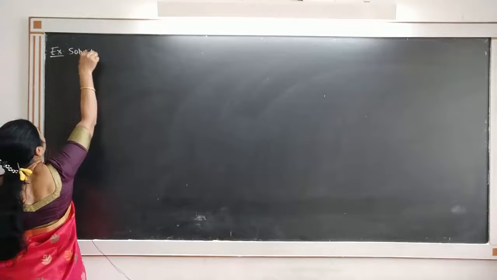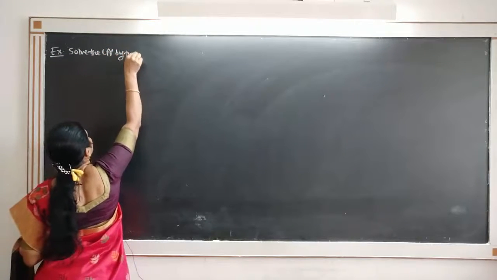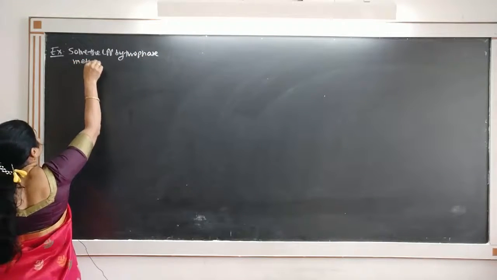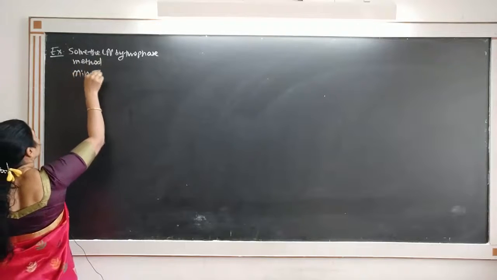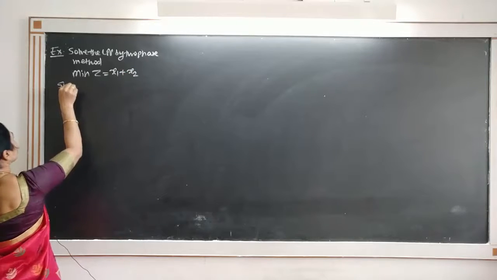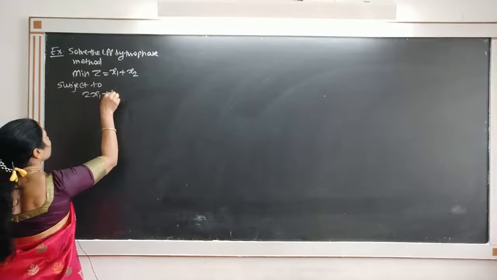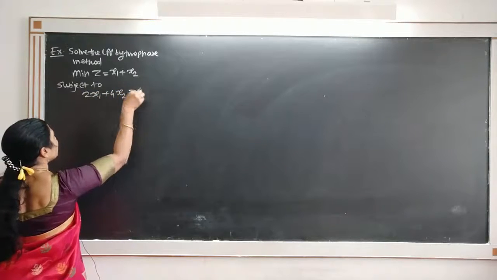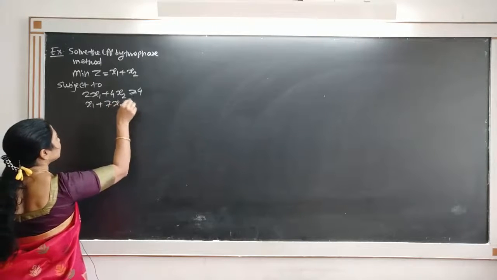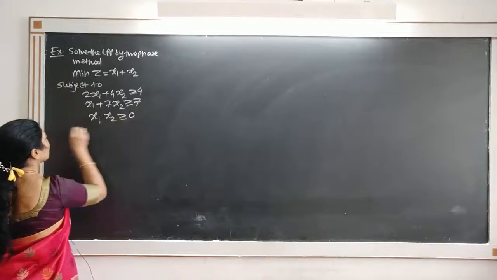Solve the LPP by two-phase method. Minimize z equal to x1 plus x2 subject to constraints 2x1 plus 4x2 greater than or equal to 4, x1 plus 7x2 greater than or equal to 7, and x1, x2 greater than or equal to 0.